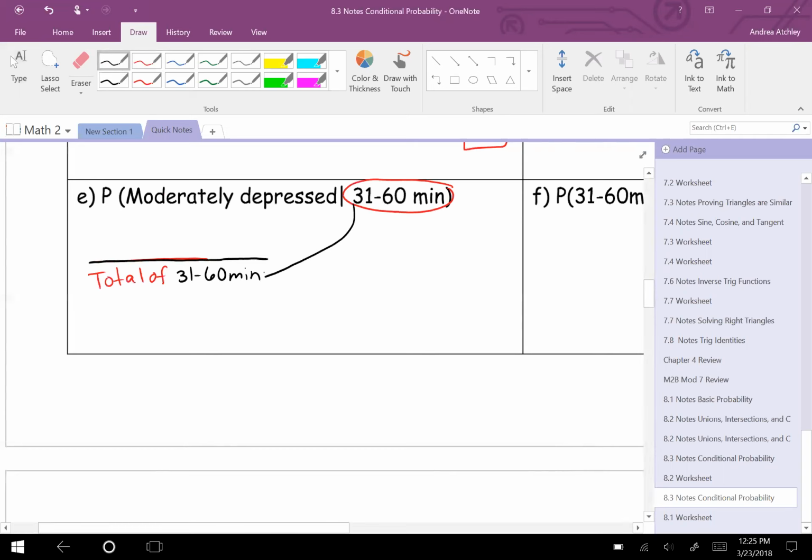So this is going to go right there. The second thing is always on the bottom, because we're assuming that we're only looking at these people. We're only going to talk to these people right now. And then out of those people, I'm going to pick somebody who is moderately depressed. So on top, it's the intersection.